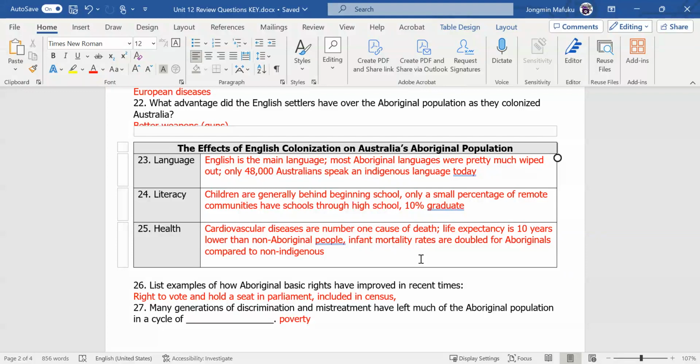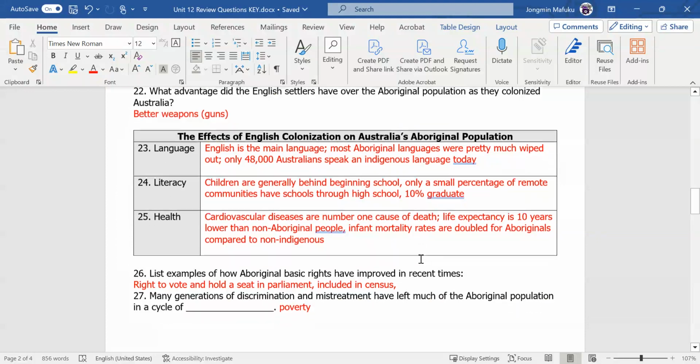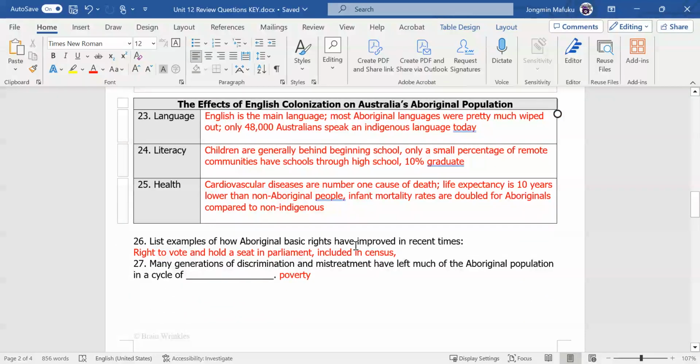And of course, we know later on these Aboriginals weren't even in census until 1970s. That is less than 60 years ago. So of course, that played a very big role when it comes to health. The example of Aboriginal basic right improving. So just now, when I was talking about Aboriginal people not being in the census, meaning they were not recognized as people.